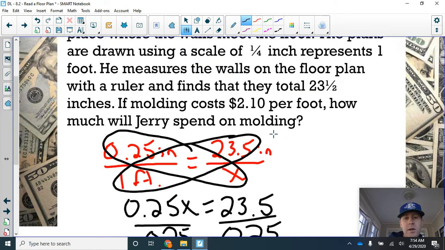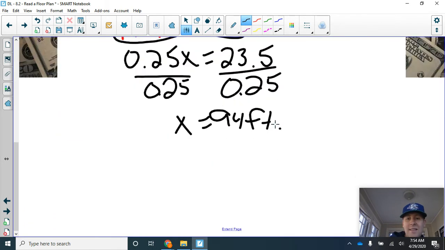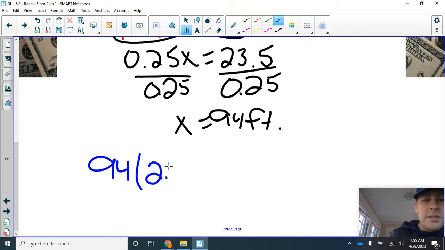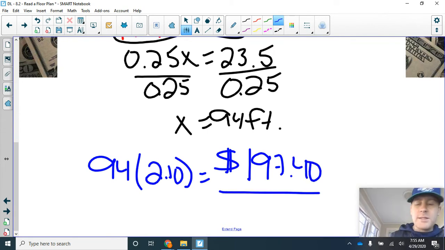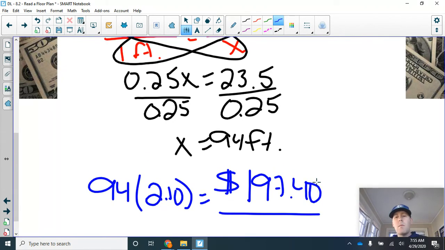We're not done yet, because we're trying to find the cost if we have to spend $2.10 per foot. So let's take the number of feet we have and multiply it by the price per foot. We take that 94 feet and multiply it by $2.10 per foot to get a total cost of $197.40.